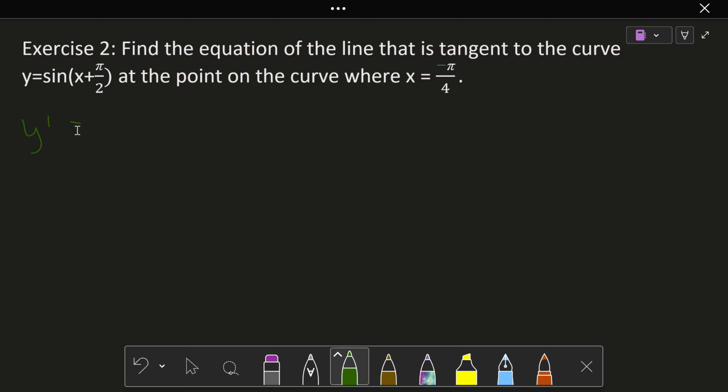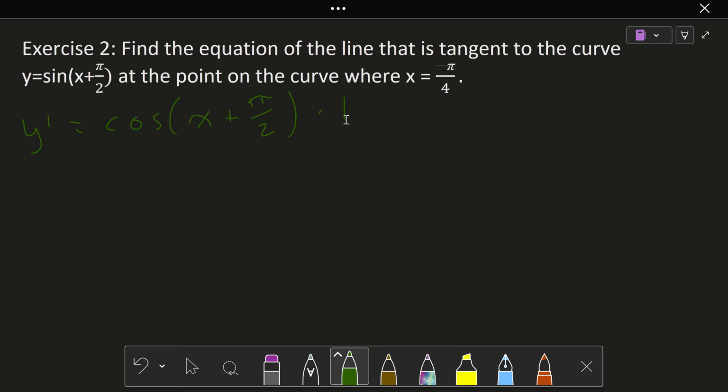So y prime is equal to, okay, when I do this, I'm going to take the derivative of the sine, which is going to be cos, and then I leave the insides as is, but then I times that by the derivative of what's on the inside, which is 1 for the x. The derivative of x is 1. The derivative of pi over 2 is 0. So it's just going to be times 1. So my derivative in this case was nice and easy. My y prime is equal to cos of (x plus pi over 2).